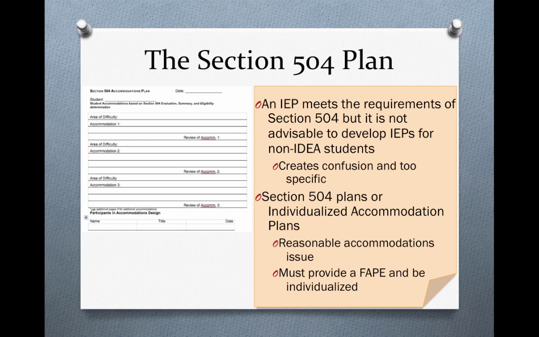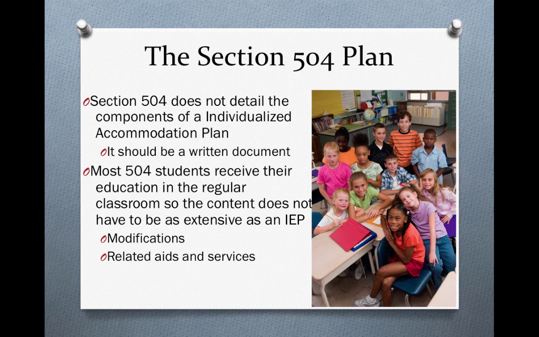So a Section 504 plan, unlike an IEP, which can be, I've seen many, 40, 50 pages long, is very brief. It's really just making sure that those accommodations are listed so that the child can access his or her education. It's not detailed like the IEP. And again, it's just listing those modifications and related aids or services the child needs to access the general education curriculum.